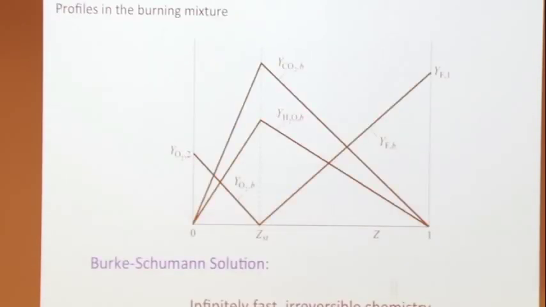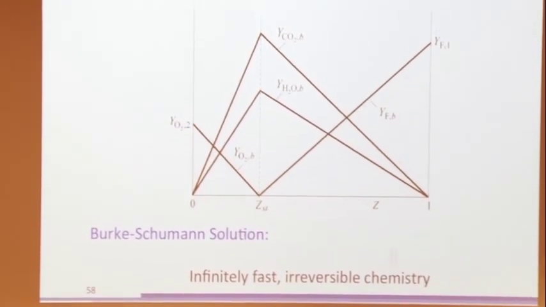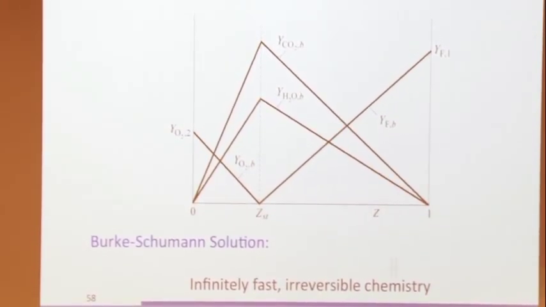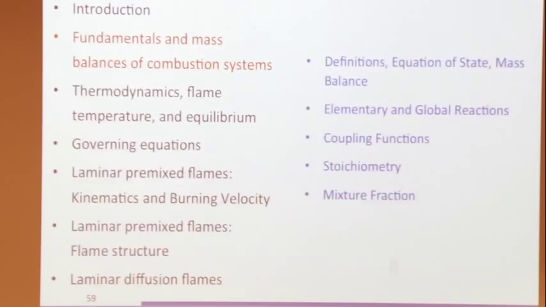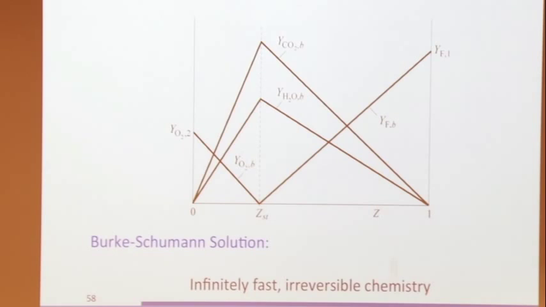And oxygen here goes to 0 at stoichiometric and is 0 in the rich. Fuel goes linearly to 0 here and is 0 in the lean. Okay? This is the so-called Burke-Schumann solution. This goes back to the 1920s or so. And it is what you get if you assume infinitely fast, irreversible chemistry.